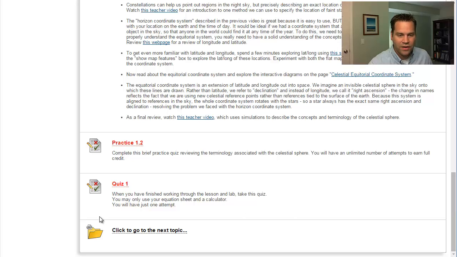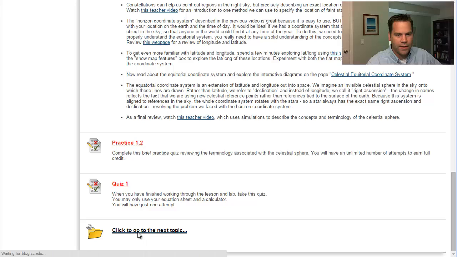And then at the end of every topic, you'll see a quiz. Here you only have one attempt to answer these 15 multiple choice questions. Some of these require you to solve problems and actually type in a numerical answer, and other ones are, choose A through D, multiple choice. Again, you can use your calculator, you can use the equation sheet, and you can use your notes on the quizzes, but you can't use any other websites as you work through it.